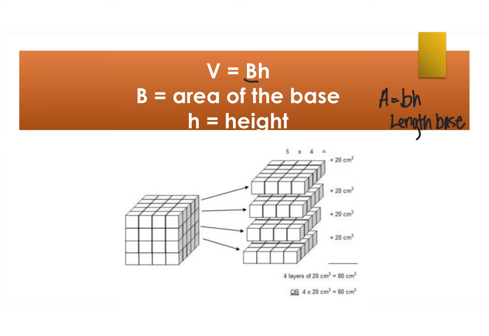I have a cube, and each layer has 20 cubes in it. So that would be the area. The area would be the 20 cubes in each layer. And then I have 4 of those. So I'm going to take the area and multiply it by 4. And I'm going to get 80 centimeters cubed.